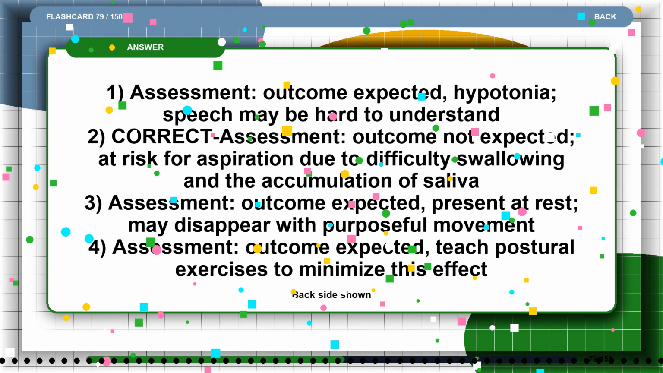The answer is 1. Assessment, outcome expected. Hypotonia, speech may be hard to understand. 2. Correct assessment, outcome not expected. At risk for aspiration due to difficulty swallowing and the accumulation of saliva. 3. Assessment, outcome expected. Present at rest, may disappear with purposeful movement. 4. Assessment, outcome expected. Teach postural exercises to minimize this effect.